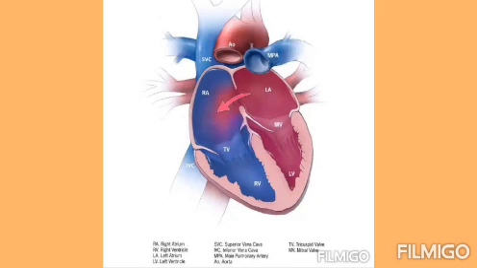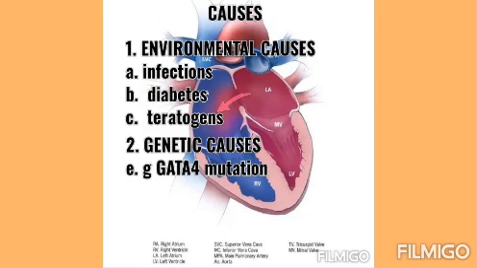causes of atrial septal defect. So we'll have two major causes. One is environmental causes and two is genetic causes. The environmental causes include infections like rubella, maternal diabetes, and teratogens like drugs. Genetic causes could be from a mutation in a particular gene called the GATA4 gene. All this would cause mutations. All this would cause ASD, atrial septal defect.